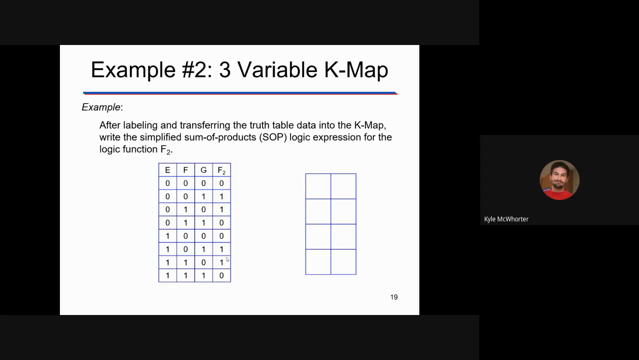Okay, so now let's look at a 3-variable K-map. Here we have a 3-variable truth table. So I am going to start by putting my G on top: not G and G. Then on the sides, we're going to do EF. And then the pattern where we put the negations is important, right?